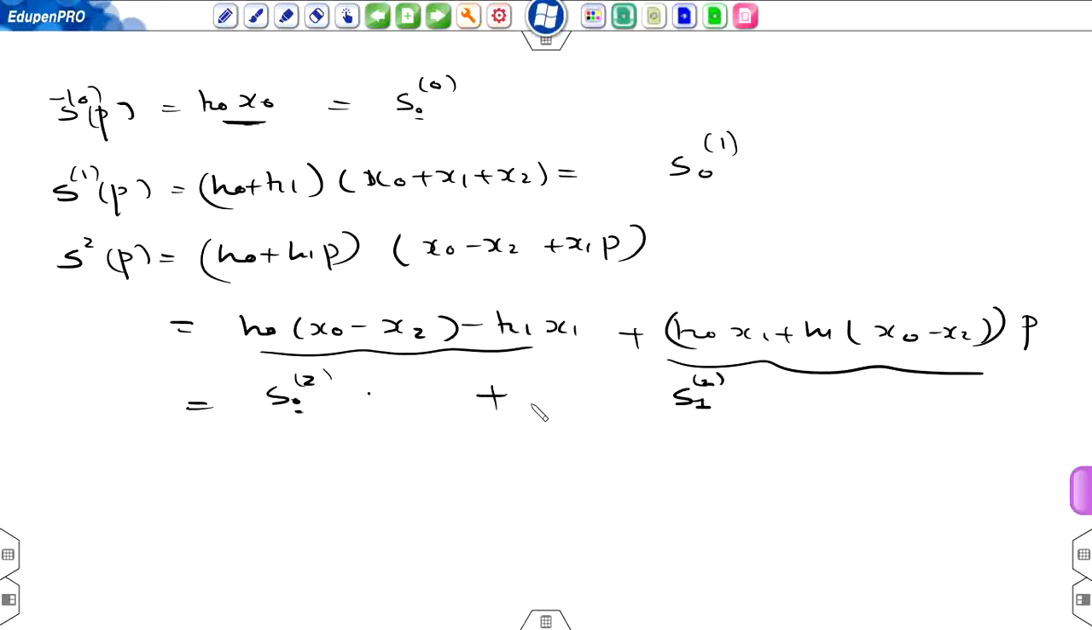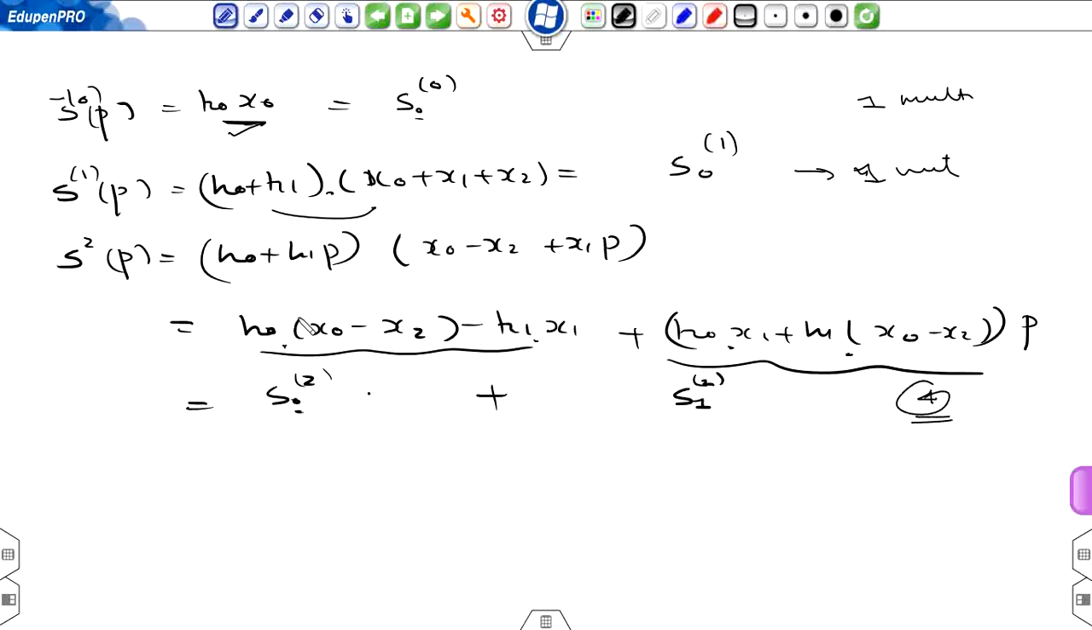This is s0 of 2 and s1 of 2. So you can notice that one multiplication is required to implement this, one multiplication is required to implement this, and 1, 2, 3, and 4 multiplications are required to implement this. So one multiplication for this, one multiplication for this, and 4 multiplications for this.